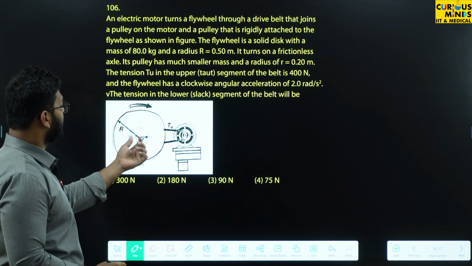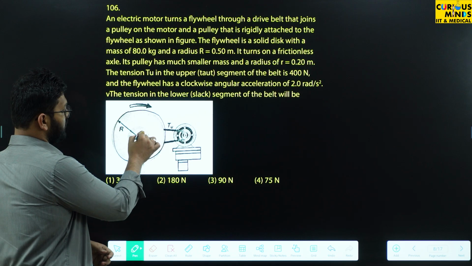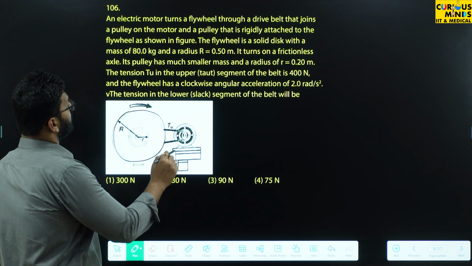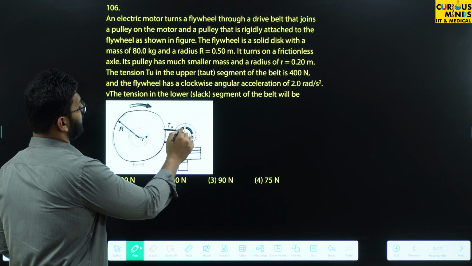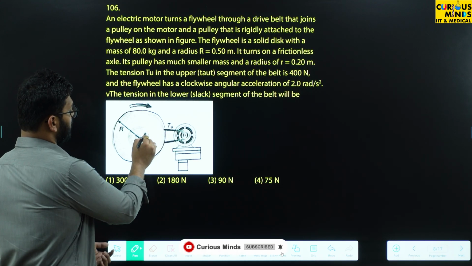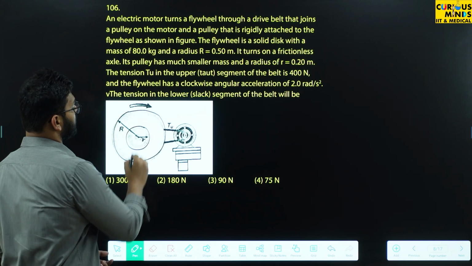It turns on a frictionless axle. So there is an axle here and it is turning on that. Now there is a pulley which has a smaller mass and radius r. So this is the small radius r. So this is another disc here.